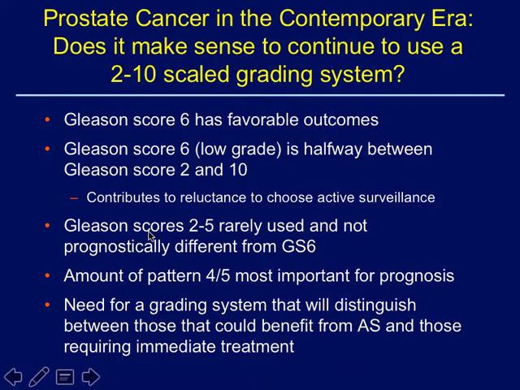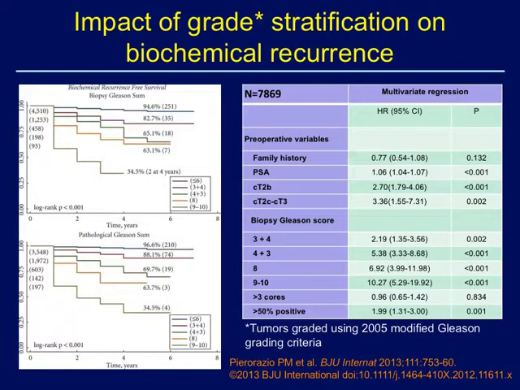Gleason 2 and 5 are not used very much, and are not prognostically different from Gleason 6. As I've already stressed, it's the amount of patterns 4 and 5 that is most important for prognosis. Really, the idea of grading has changed here. We're grading biopsies in a meaningful way because we need a grading system that can identify those patients who would most benefit from active surveillance from those that need immediate treatment of some type. So it's a different purpose than we had before.